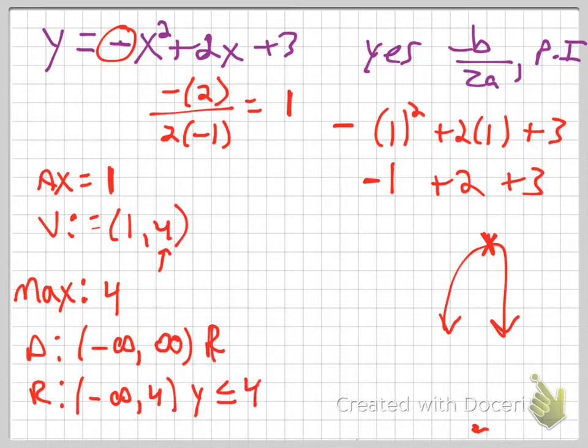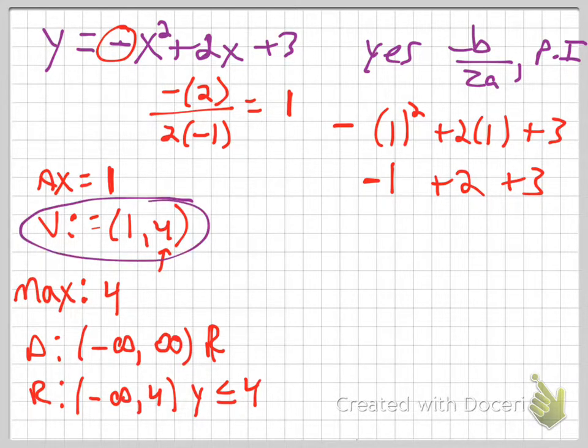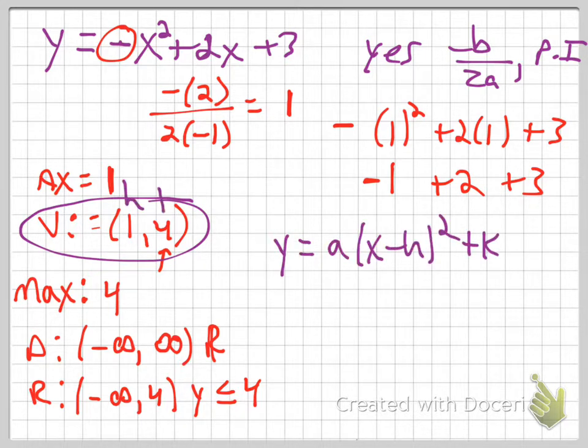The only other thing I want to show with this is let's actually graph it and let's write it in vertex form. So writing this in vertex form, you just take your vertex, y equals a times x minus h squared plus k. This is the h value, that's the k value, so let's plug it in. y equals a. Well, my a is negative 1, x minus 1 squared plus 4. That's vertex form. That's all you have to do.